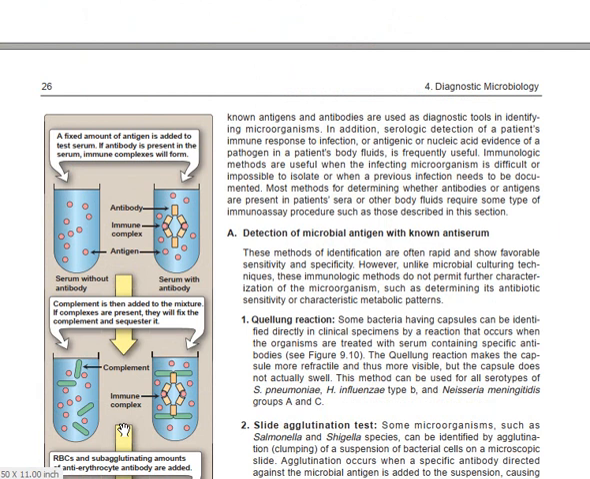So here you are trying to fix the complement factor. In other cases you have immunoglobulin fixation. A fixed amount of antigen is added to the test serum. Is it clear? If the antibody is present in the serum, the immune complex will form. So you add antigen to the serum, and if you have antibody in that serum, it is going to react and form the immune complex.